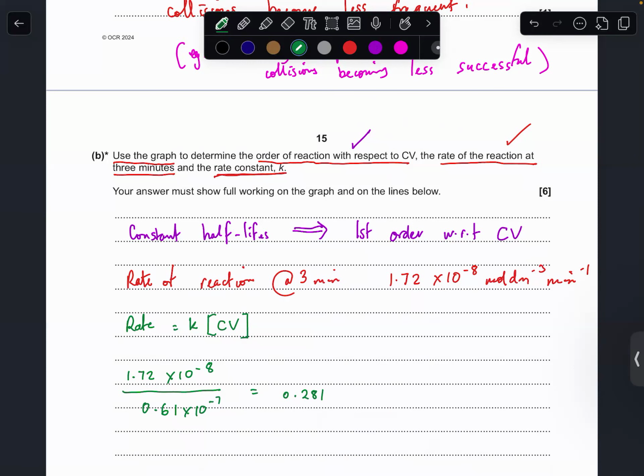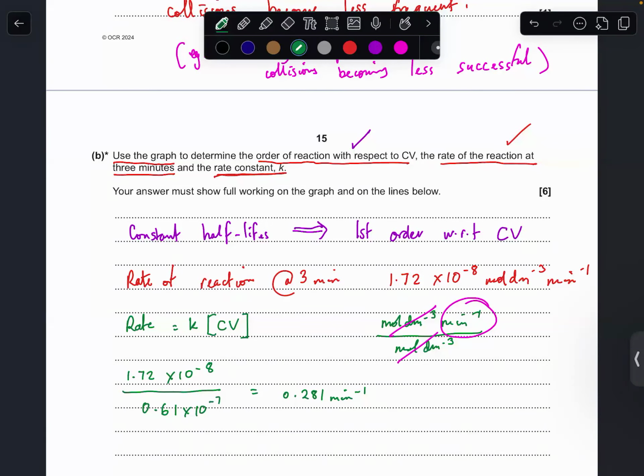The units would be rate, which is moles per decimeter cubed per minute, divided by moles per decimeter cubed. Ladies and gentlemen, we are used to seeing a rate in concentration per second, but in this graph we're seeing the time as minutes, so we're using minutes. So these cancel out, and you're left with minute to the minus 1. That is your rate constant.